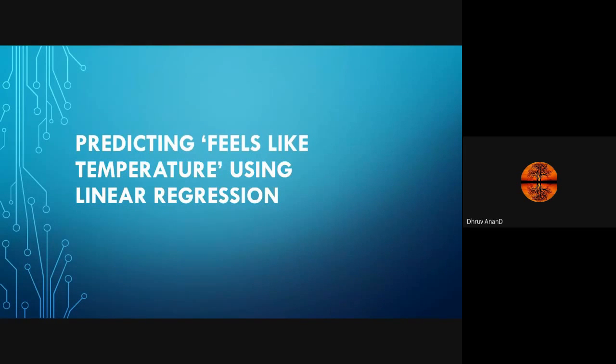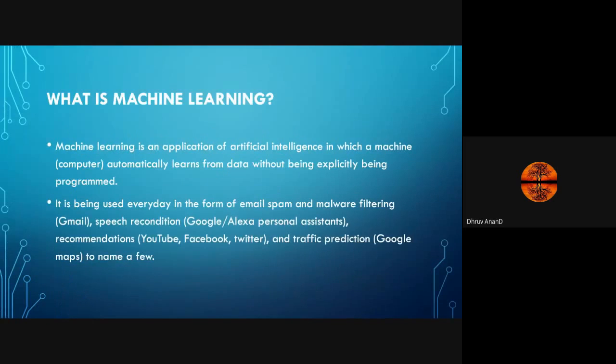Good morning, everyone. I'm Dhruv Anand, a 7th grader from AKR Schools, and today I will be presenting my project on predicting fields like temperature using linear regression. What is machine learning? Machine learning is a branch of artificial intelligence where the machine gets trained on data and builds mathematical models. These models can be used to predict the outcome of unseen or new data.